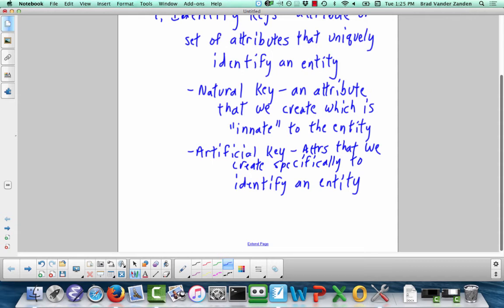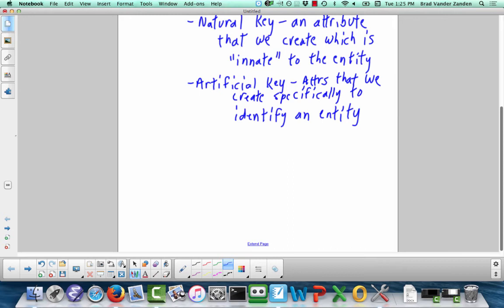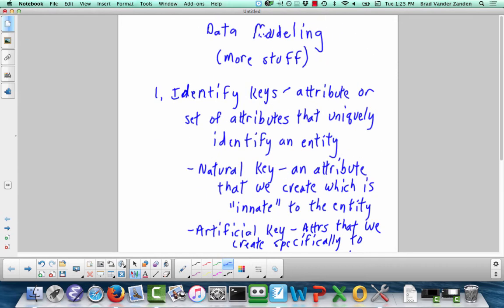Okay, so we call this first kind of key a primary key because that uniquely identifies an entity.